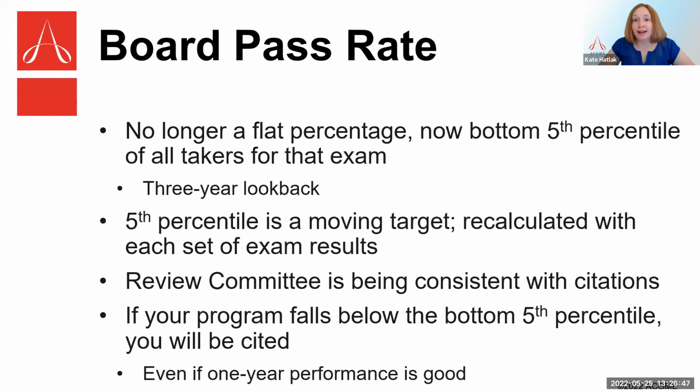But I will say that the review committee is being consistent with citations, meaning that this is a pretty cut and dried numerical metric. So if you fall below, you're going to receive a citation. And in some cases, maybe you fell below, but your 1-year performance is good. But again, this is an area where the committee is being very consistent. And if you had maybe just one bad year and then you have 2 good years, chances are the citation will be resolved the next year.